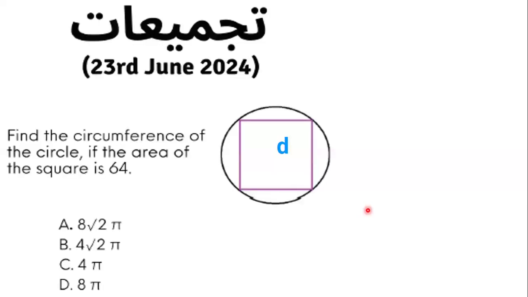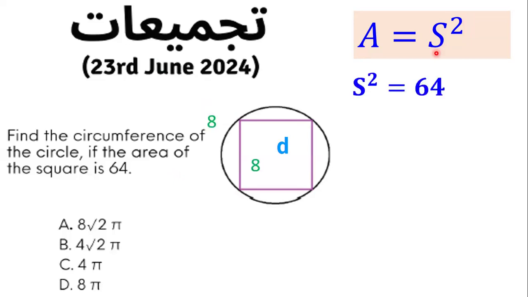In this question, you are asked to find the circumference of the circle. A square is inscribed in a circle. This is a square now. Square means all the sides are equal. In order to find the circumference of the circle, we need the diagonal. So first, we need to calculate the side of the square. The area of the square is S square, which means S times S, where S is the side of the square. Now we need to find S.